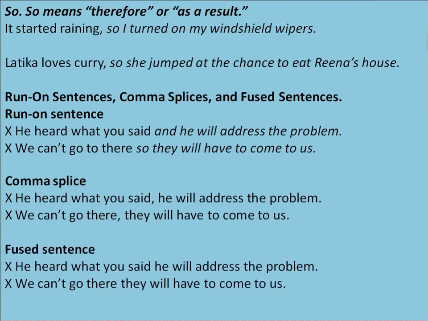Now let's understand what fused sentences are. He heard what you said, he will address the problem. We can go there, they'll have to come to us. So what is the problem here? Here you are, as a writer, neither using a comma nor a coordinating conjunction. So when you are presenting your writing to me as an examiner, I would say, oh, I don't like these sentences, right? So avoid making problems like run-on sentences, comma splices or fused sentences. To form these compound sentences correctly, I would again say you must use both a comma and a coordinating conjunction, right?